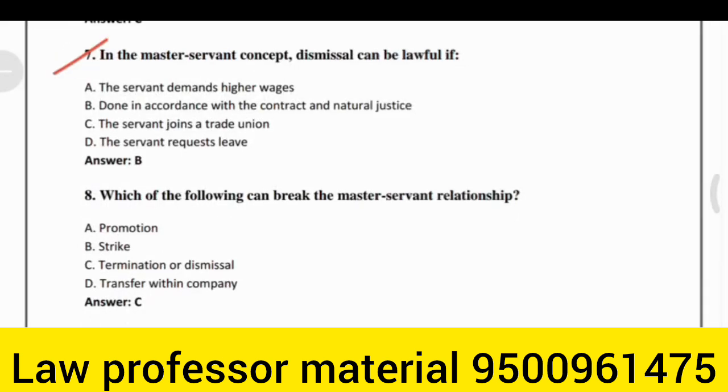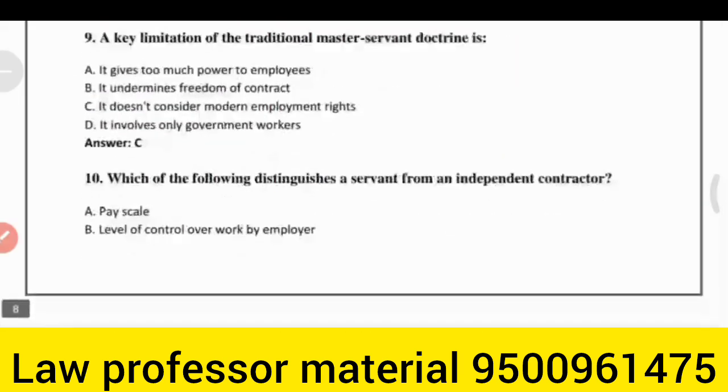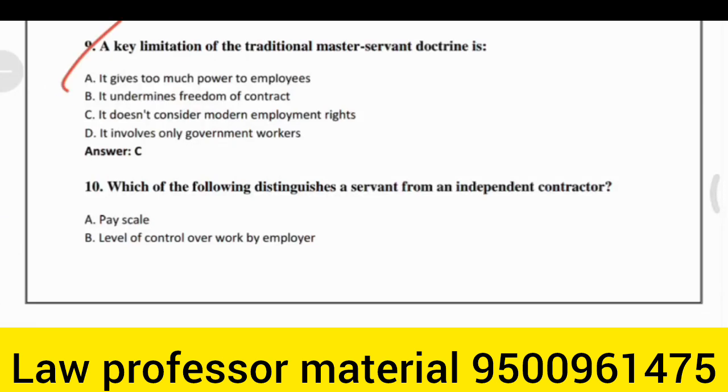In the master servant concept, dismissal can be lawful if option B, done in accordance with the contract and natural justice. Which of the following can break the master servant relationship? Option C, termination or dismissal. A key limitation of the traditional master servant doctrine is option C, it does not consider modern employment rights.